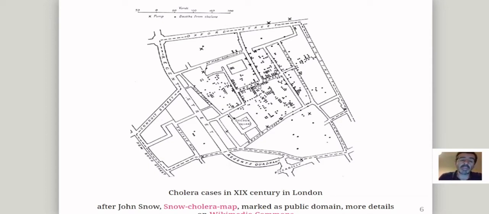So this map helped John Snow to prove his hypothesis that water was a cause of cholera in London in the 19th century.